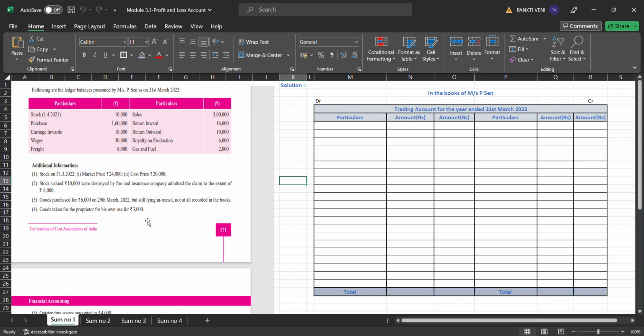So all the expenses and income related to manufacturing are recorded in your trading account or in your manufacturing account. Here all the direct expenses and all direct income will be recorded. Any indirect income and any indirect expenses will be recorded in your P&L account. Anything indirect will be recorded in your P&L account.